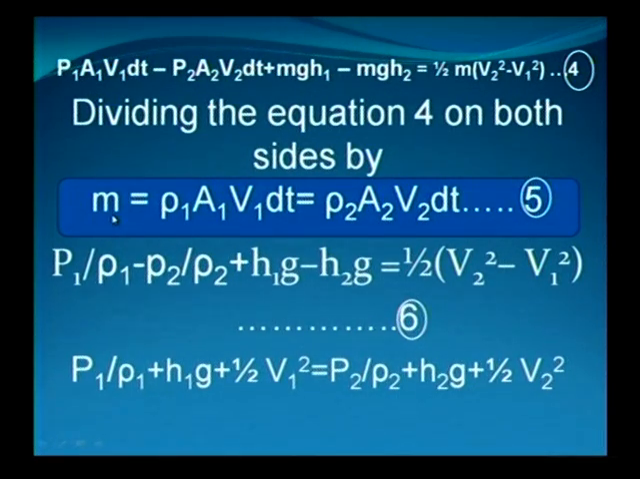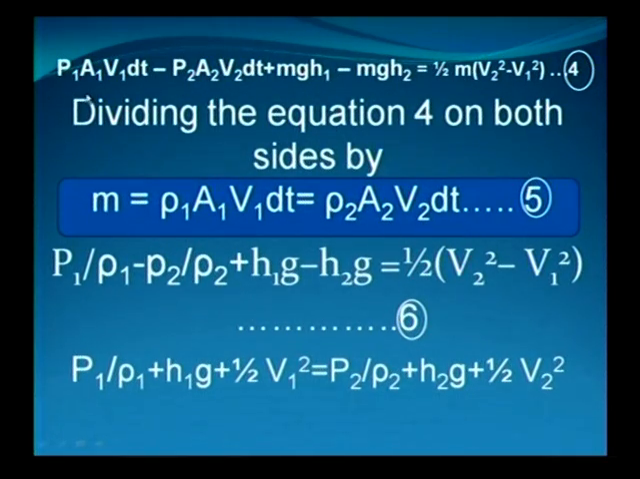We know the value of mass m of the fluid. At point 1, mass of the fluid is rho 1 A1 V1 dt, and at point 2 the mass of the fluid is rho 2 A2 V2 dt. Let it be equation number 5.